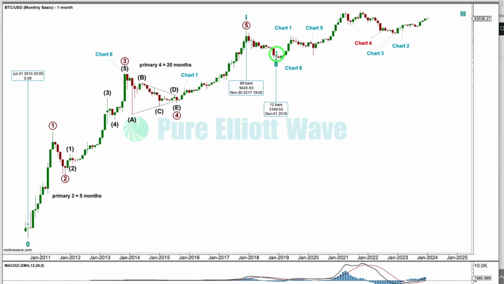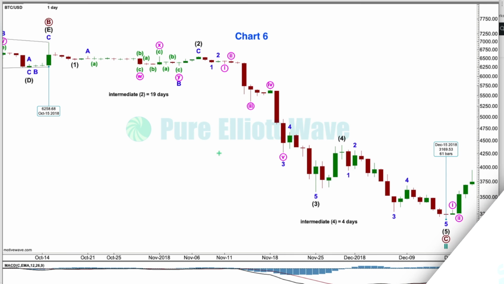Next example, the end of this year-long bear market ending December 2018. I have this year-long bear market as a simple zigzag: A, a diagonal; B, a triangle; C, an impulse. The impulse of C begins here and it ends here. Intermediate 2, a flat correction, lasted 19 days. Intermediate 4, much more brief and shallow, lasted only 4 days.